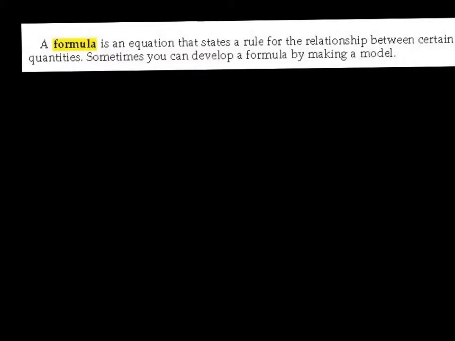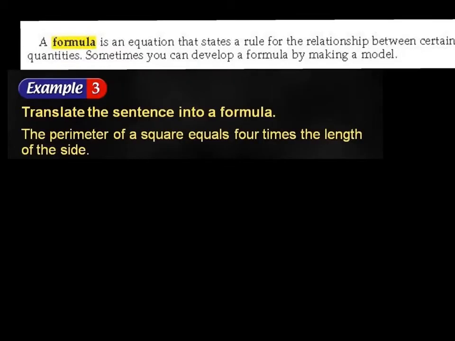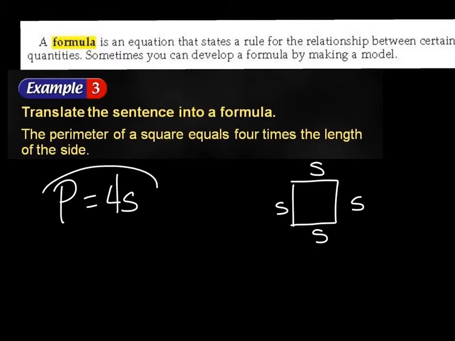A formula is an equation that states a rule for the relationship between certain quantities. Sometimes you can develop a formula by making a model. Translate the sentence into a formula. The perimeter of a square, there is a square, equals 4 times the length of a side. So it's not a beautiful picture, but it's a picture. So my formula, P for perimeter, equals 4S.